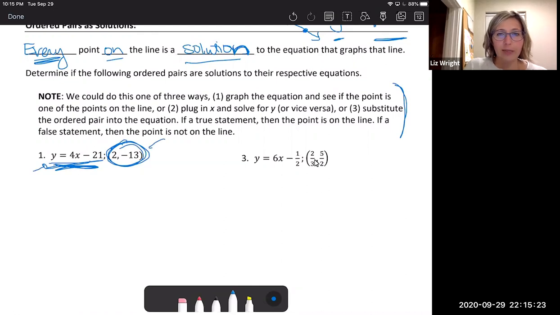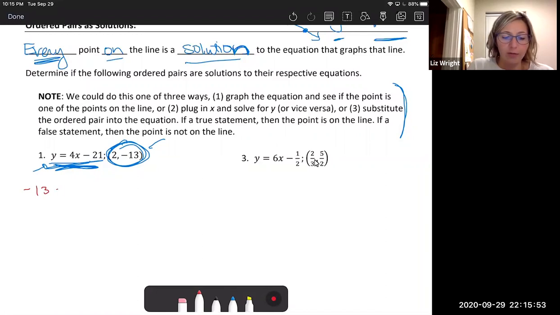Well, sometimes that takes quite a while, and we don't always have graph paper available to us. So we can actually just check that algebraically and run an algebraic test where we say, let me just plug it in and find out. So if (2, -13) lies on the graph of y equals 4x minus 21, when I plug (2, -13) into the equation, the left-hand side will equal the right-hand side. So let's find out if that's true or not.